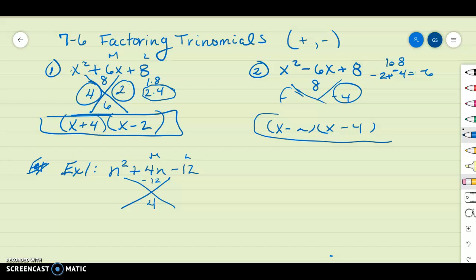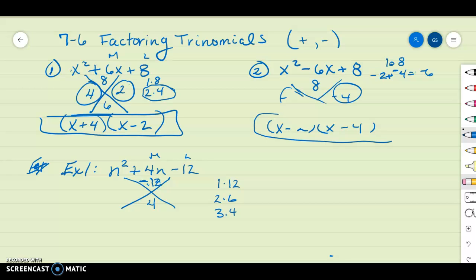Now let's think about this. We're going to list factors of 12: 1 times 12, 2 times 6, 3 times 4. That should be about it. What we need here is two numbers. One has to be positive and one has to be negative. The reason is because you have a negative 12 up here, so to multiply to a negative, you need a positive and a negative.